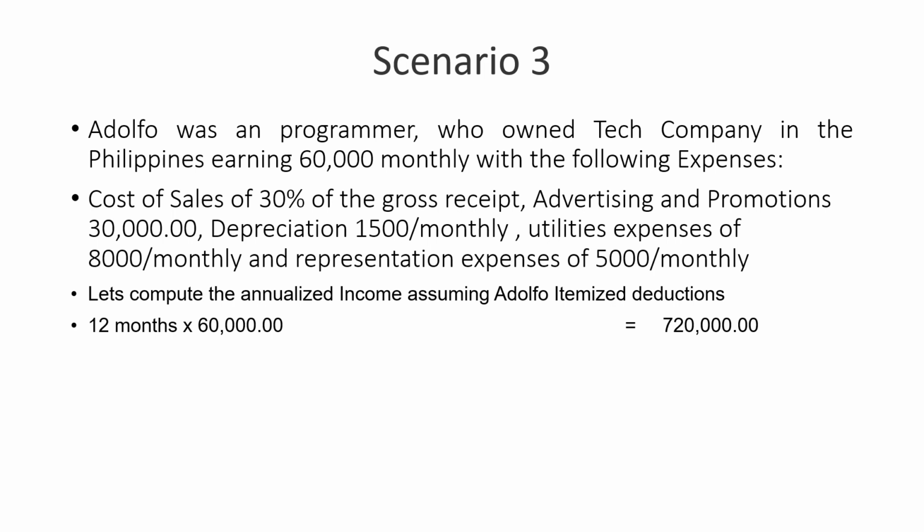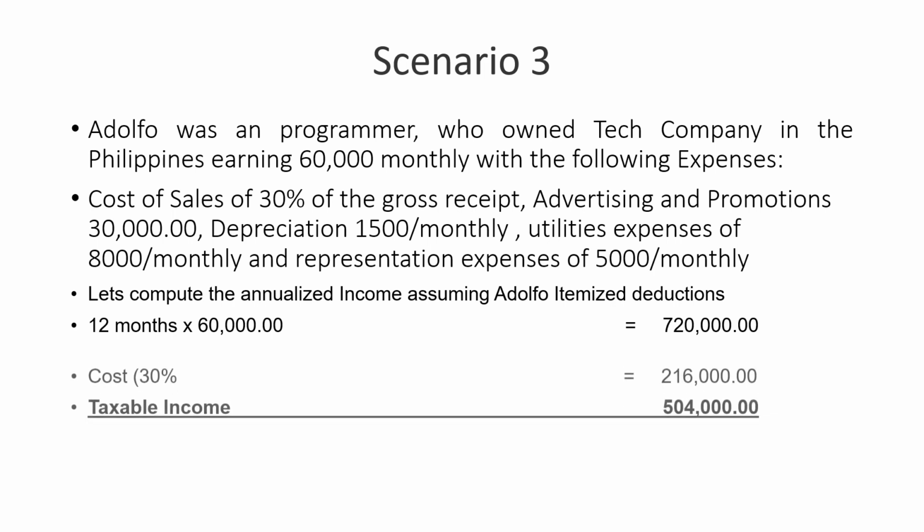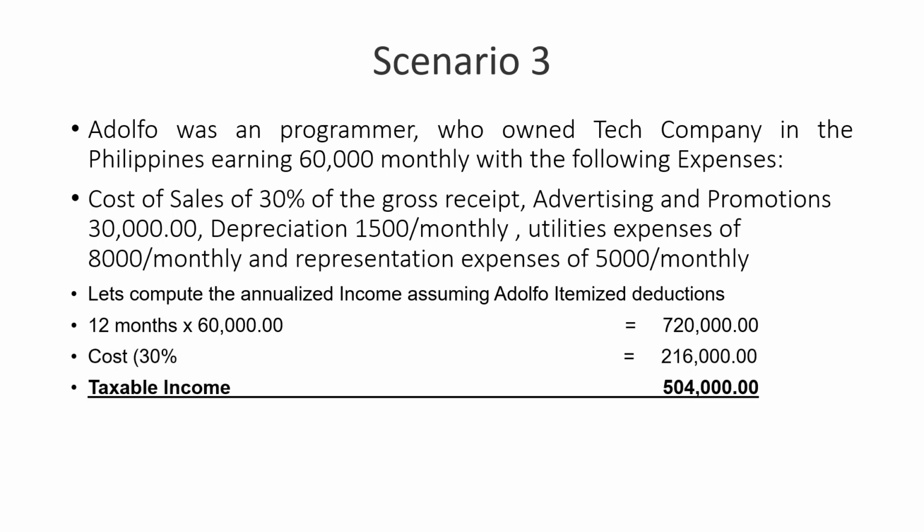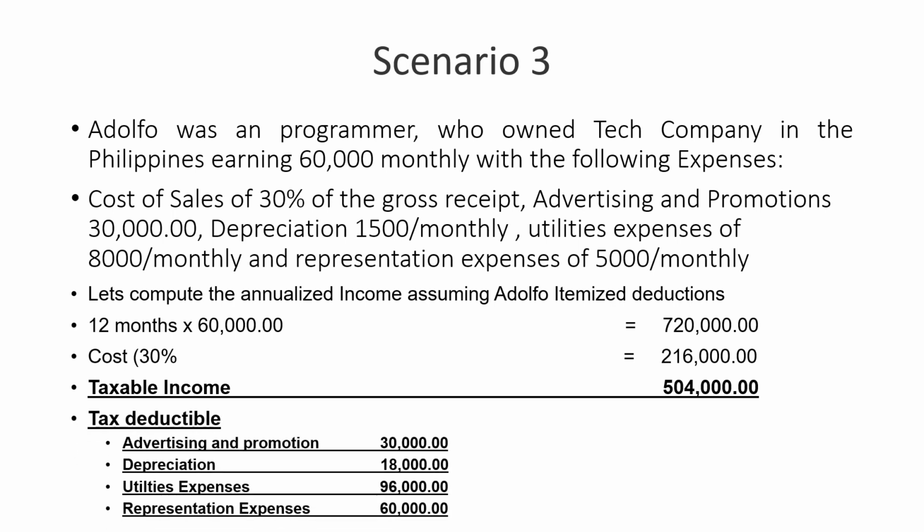So, 60,000 times 12, it's 720,000. Yung cost niya, 30%, sabi natin. So, that's 216,000. So, yung taxable income niya, 504. Since itemized deduction yung ginamit niya, so, pwede natin i-claim lahat. Yung advertising and promotion na 30,000. Depreciation, 1,500 times 12. So, that's 18. Utilities, 8,000 times 12. So, that's 96,000.